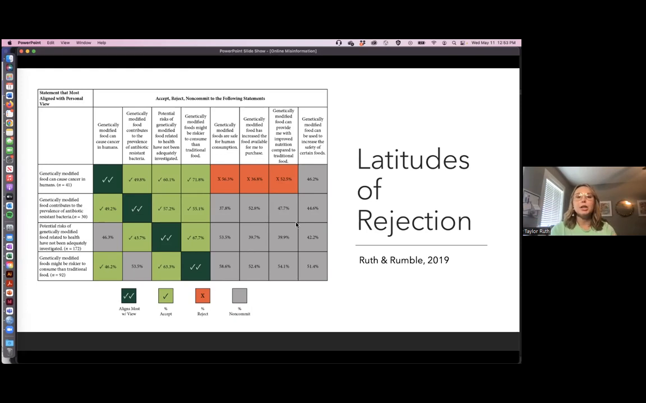This is kind of a wonky chart that I pulled from the publication from this, but basically what it's showing is a variety of statements about GMOs ranging from really negative, talking about GMOs can cause cancer in humans. Research doesn't support that, but a fair amount of people do believe that, ranging all the way to GMOs can be used to increase the safety within certain foods. And if we're looking at this, these are all negative statements here, and not surprisingly, people with these negative beliefs found these negative statements to be acceptable.